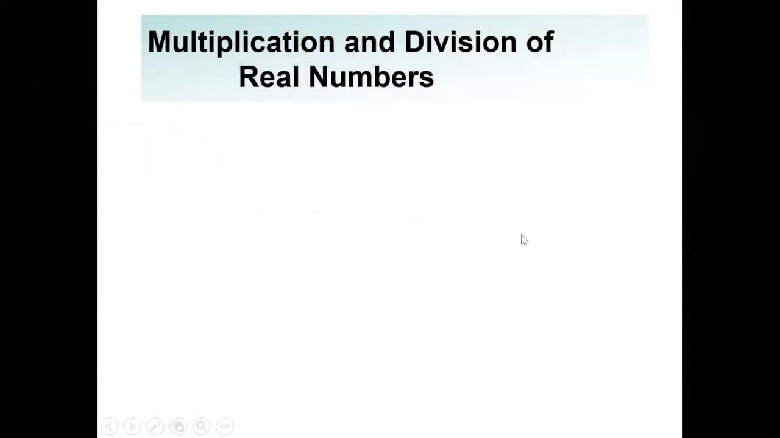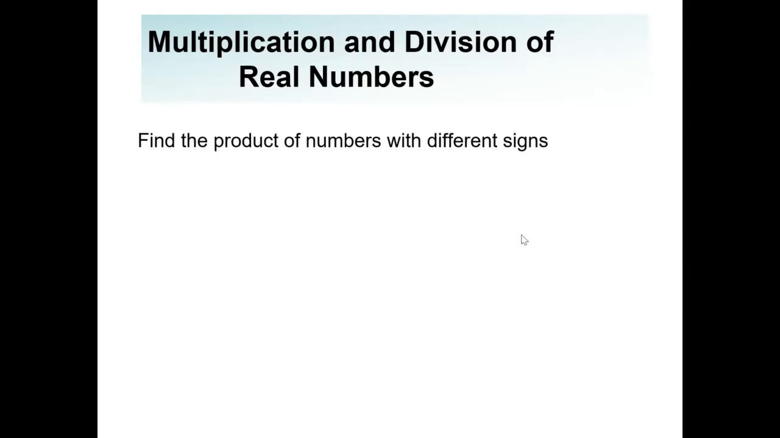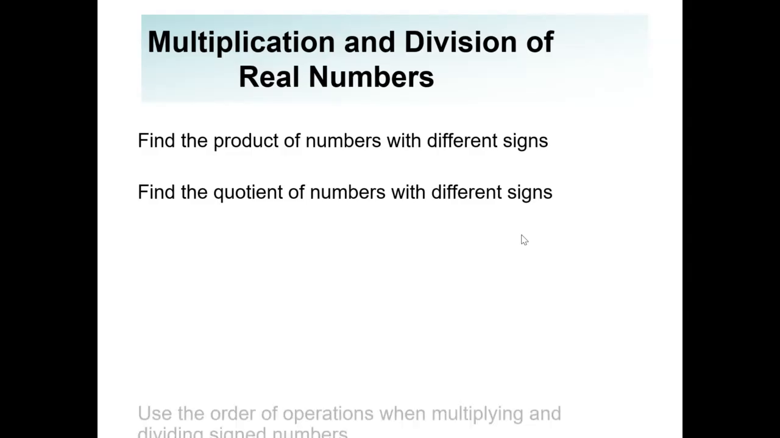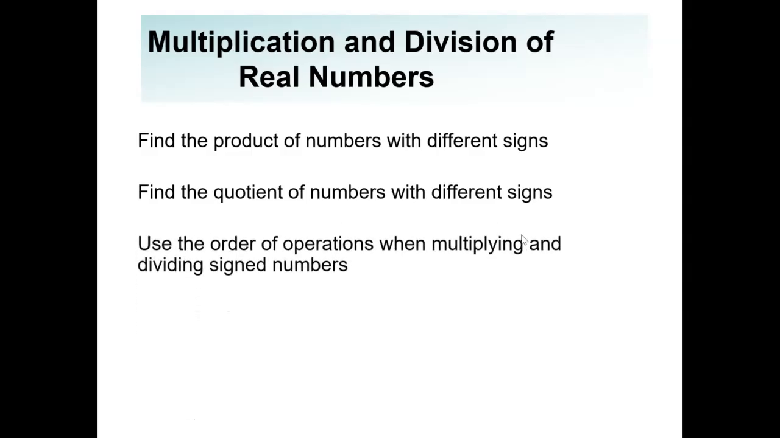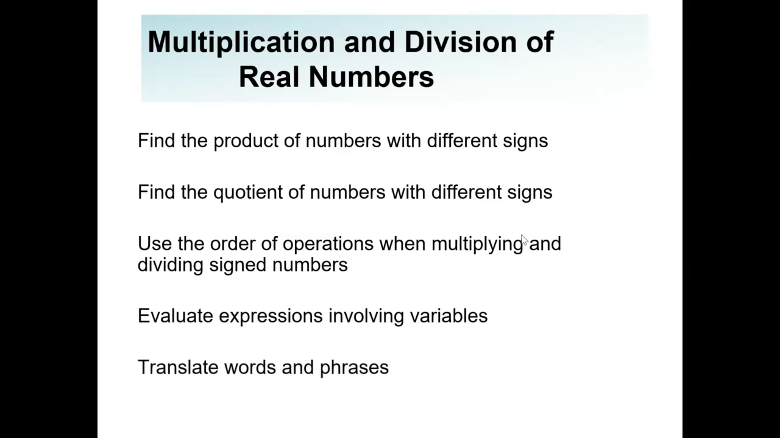In this lecture, we will go over the rules for multiplication and division of real numbers. First, we'll find the product of numbers with different signs. We will also find the quotient of numbers with different signs. We will use the order of operations when multiplying and dividing signed numbers. We will evaluate expressions involving variables. And lastly, we'll translate words and phrases for both multiplication and division. Let's get started.